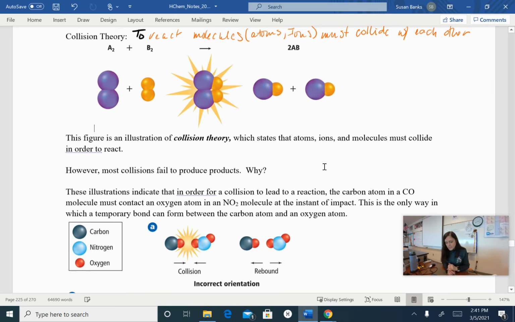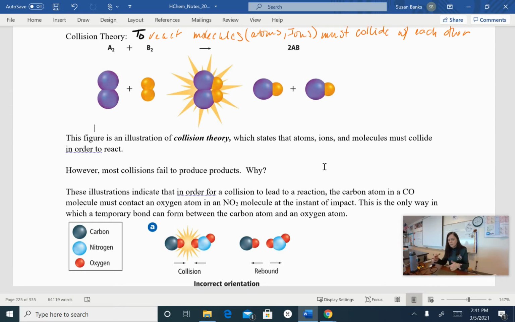Okay, so that figure is an illustration of collision theory, which states that atoms, ions, molecules must collide in order to react. However, think about this. Most collisions fail to produce products. So if I have A and B and they collide with each other, most of those collisions actually don't make ABs. So why? Think about that for a second. Is every collision going to be with the right molecule at the right place? No. So we have to have the molecules actually hit each other at the right spot.